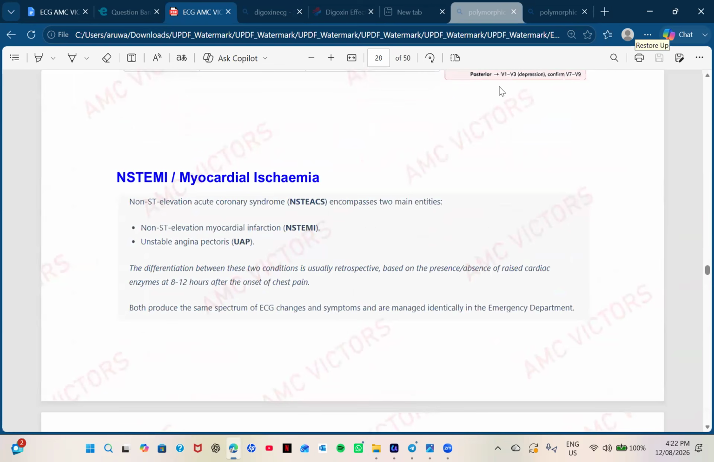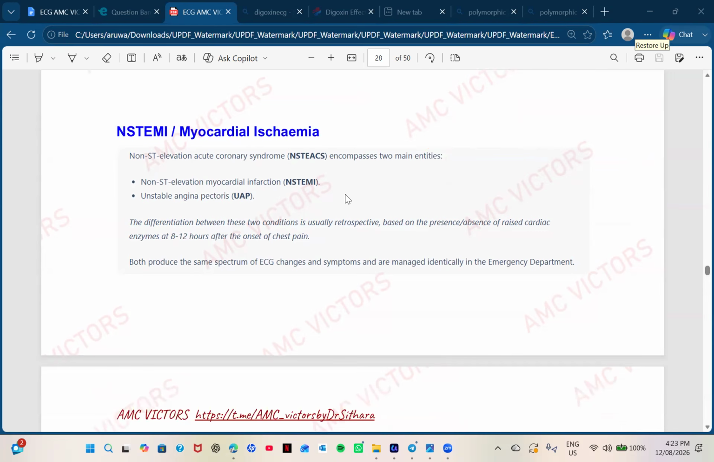Then we'll discuss non-ST elevated MI, non-ST elevated acute coronary syndrome, because basically we divide ACS, right? ACS we divide into what? ST elevated acute coronary syndrome and non-ST elevated acute coronary syndrome. Again, non-ST elevated acute coronary syndrome we divide into two things, right? One is non-STEMI, the other one is unstable angina. I hope you remember these things. So non-ST elevation acute coronary syndrome encompasses two main entities, non-ST elevated MI and unstable angina.